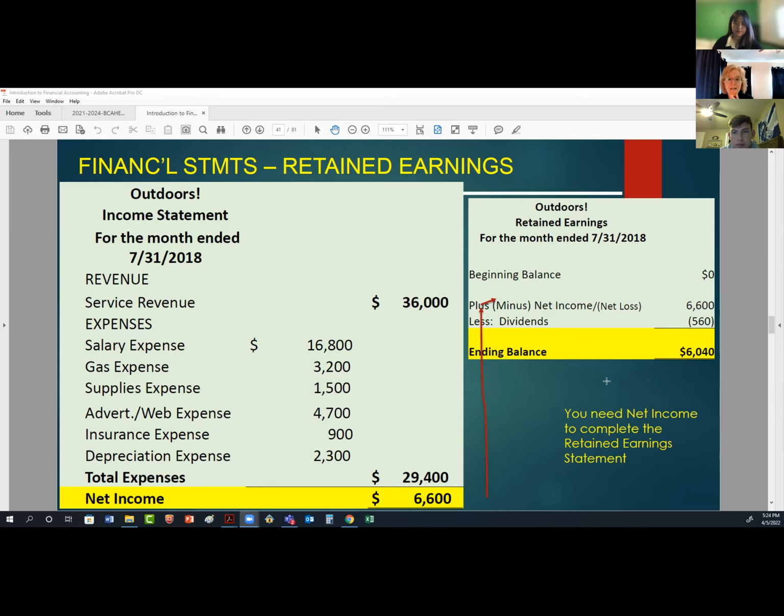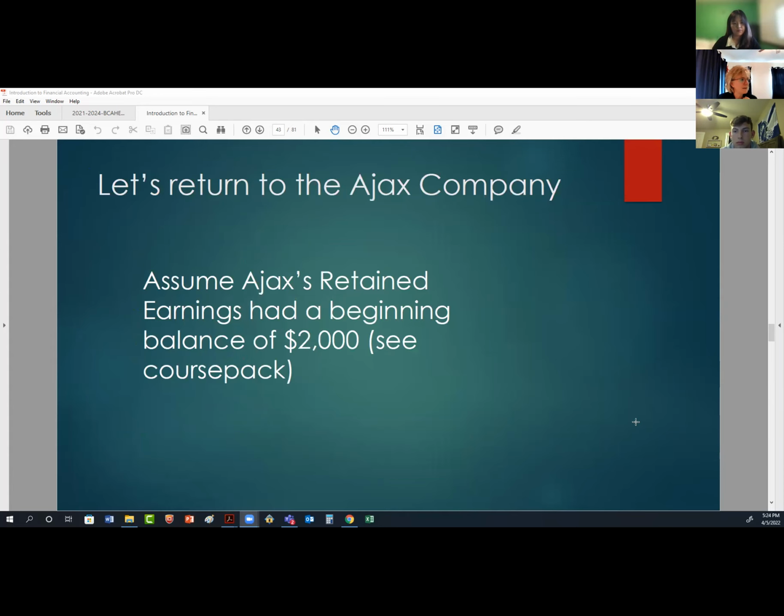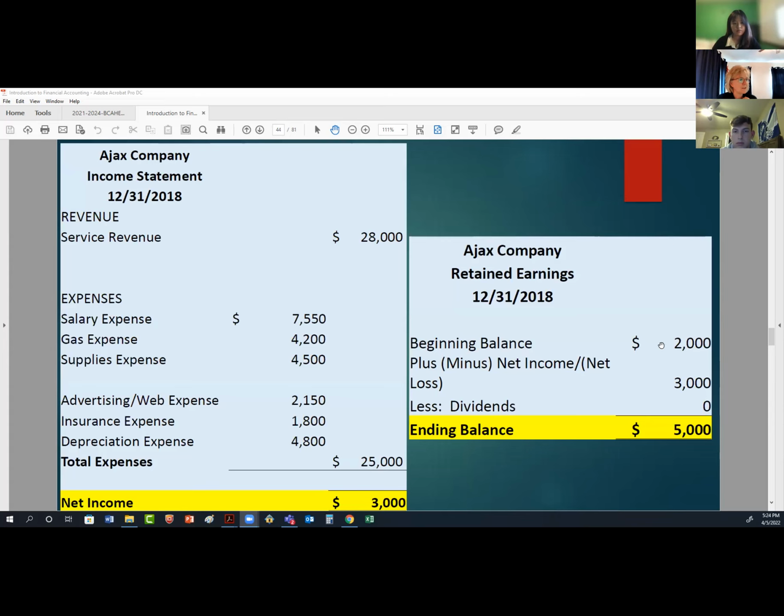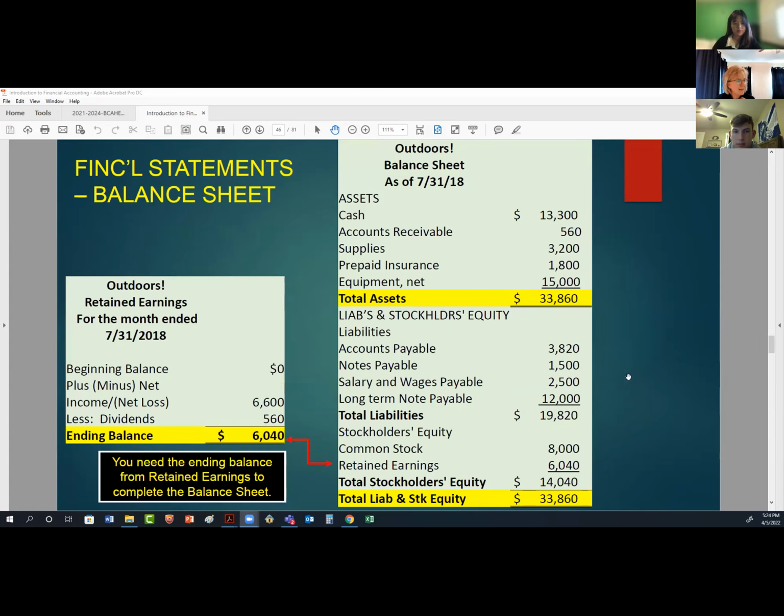All right. So what is retained earnings? It's the lifetime profit and losses of the company minus any dividends. So this one's only for 1 month, but next month, August 1st, we have more sales, we have more expenses. And then when we do our retained earnings statement, after we've done our income statement, our beginning balance will no longer be 0. It'll be 6,040. Okay. So if it had a 2,000 beginning balance for the other company, you'd put that there. All right. Balance sheet.